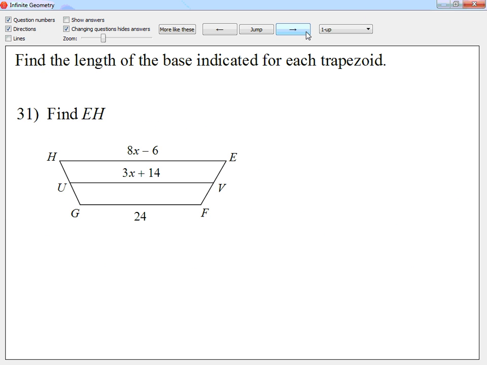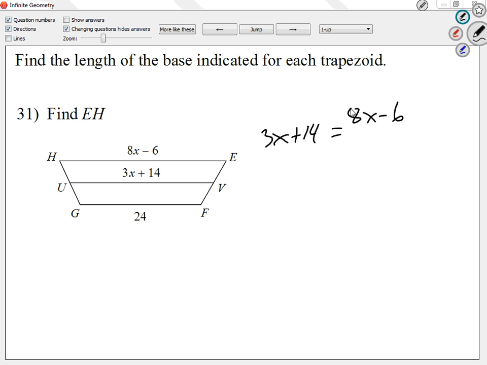Looking at 31, I'm going to have 3x plus 14 is equal to 8x minus 6 plus 24 all over 2. Once again, in my fraction, what I'm adding on the top are the two bases. The only thing that I can do on the top is 8x plus 18. I'm just going to combine my like terms. Negative 6, positive 24 is positive 18.